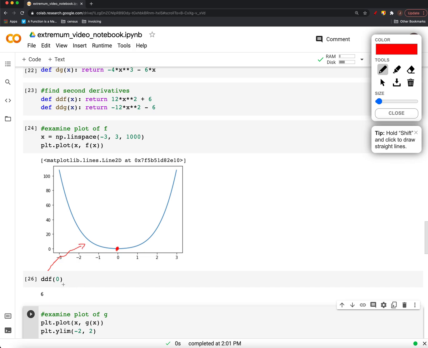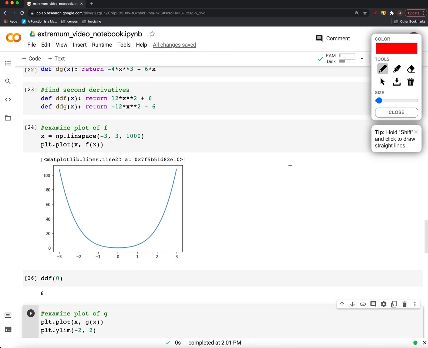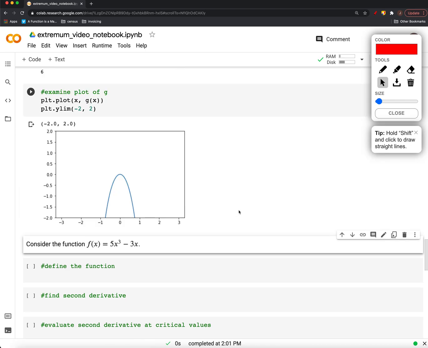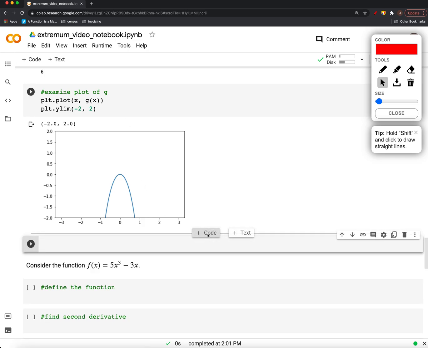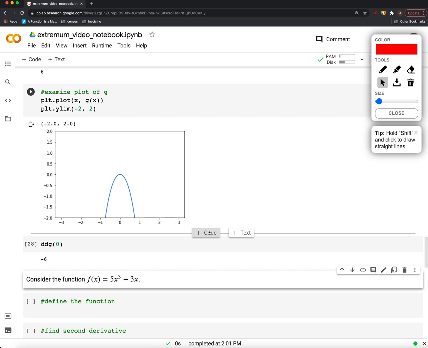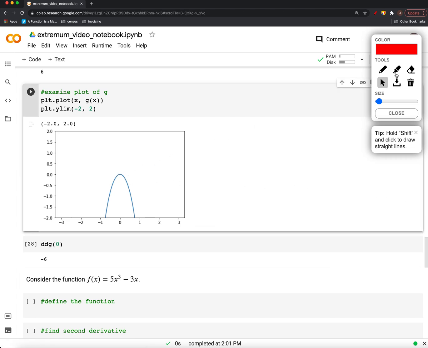All right, same thing with g. We just want to look at a plot and evaluate the second derivative at its critical value. So here we have g. That's what g looks like on this same interval. And if we evaluate the second derivative there, sure enough, we get a negative value. It's concave down, so that must be a maximum. Okay, and that's the idea of the second derivative test.